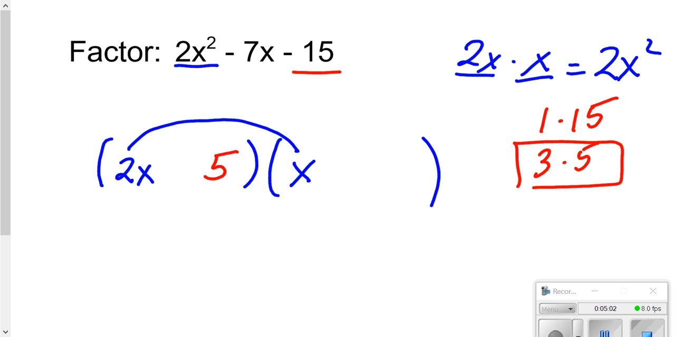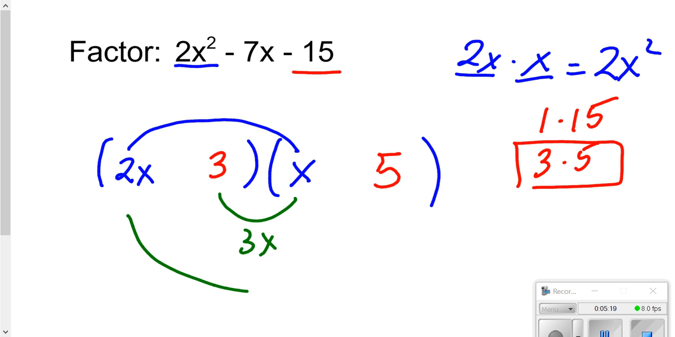And undo that, and switch the order, okay? Or maybe it's the 1 and 15, okay? So let's now try putting the 3 here and the 5 here. And I'm going to test that. 3x, 10x. If I put these together, adding or subtracting, is there a way to get negative 7x?